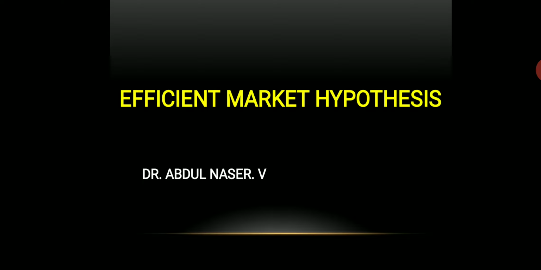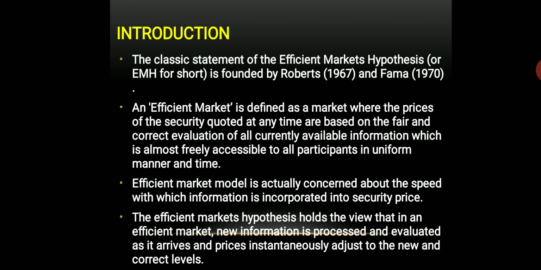Efficient market hypothesis was founded by Roberts and developed by Fama in 1970. The classic statement of the efficient market hypothesis is founded by Roberts in 1967 and Fama in 1970. An efficient market is defined as a market where the prices of the security quoted at any time are based on the fair and correct evaluation of all currently available information, which is almost freely accessible to all participants in uniform manner and time. Did you get the idea?